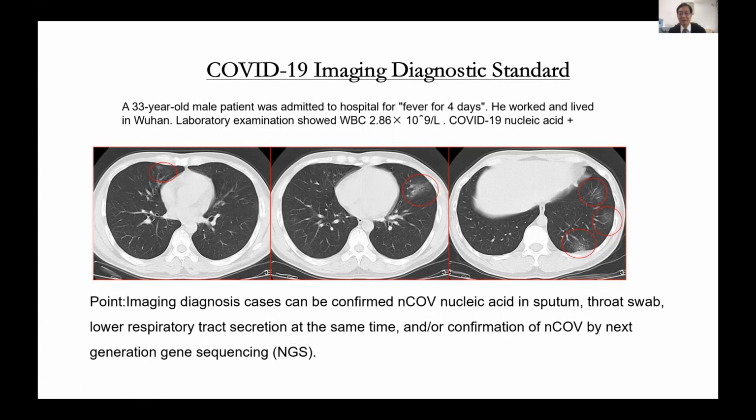Novel coronavirus nucleic acid is tested in sputum, throat swab, and lower respiratory tract secretion at the same time, and COV is confirmed by next generation DNA sequencing.